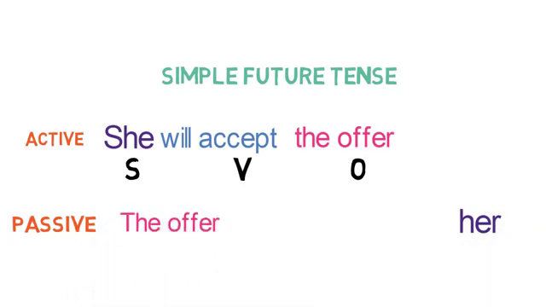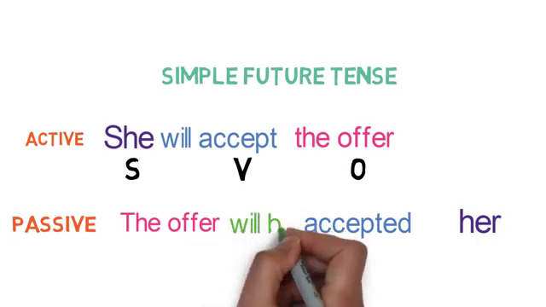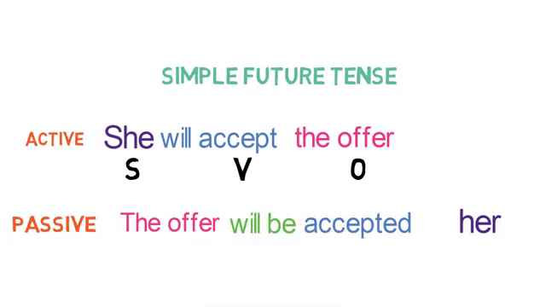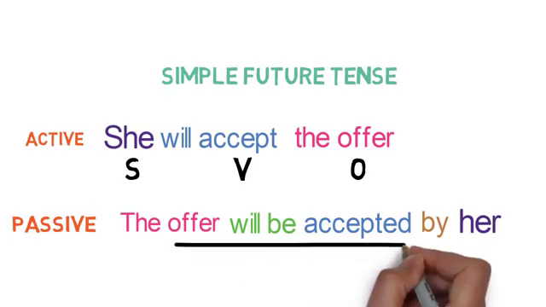Now converting the main verb to third form, it will be accepted. Next, adding a suitable helping verb of to be, it will be will be. And lastly, we need to add by here to make the sentence complete. So the whole sentence is, the offer will be accepted by her.